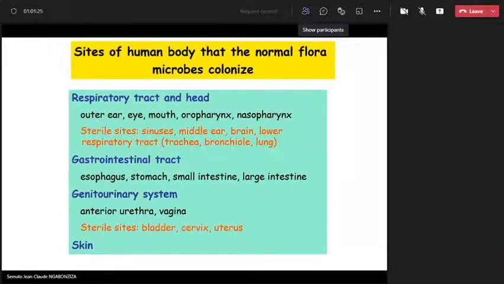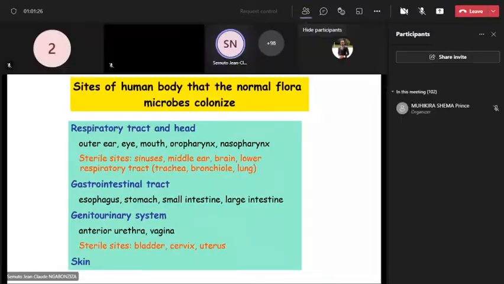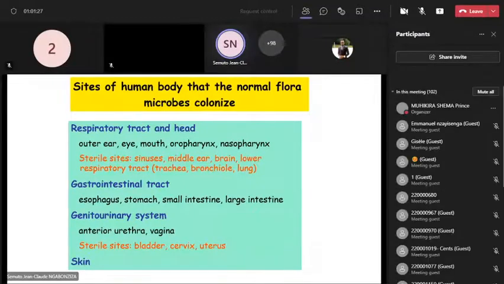So we have them, we live with them, in equilibrium with the immune system. When the immune system is down, then they overgrow and cause problems.